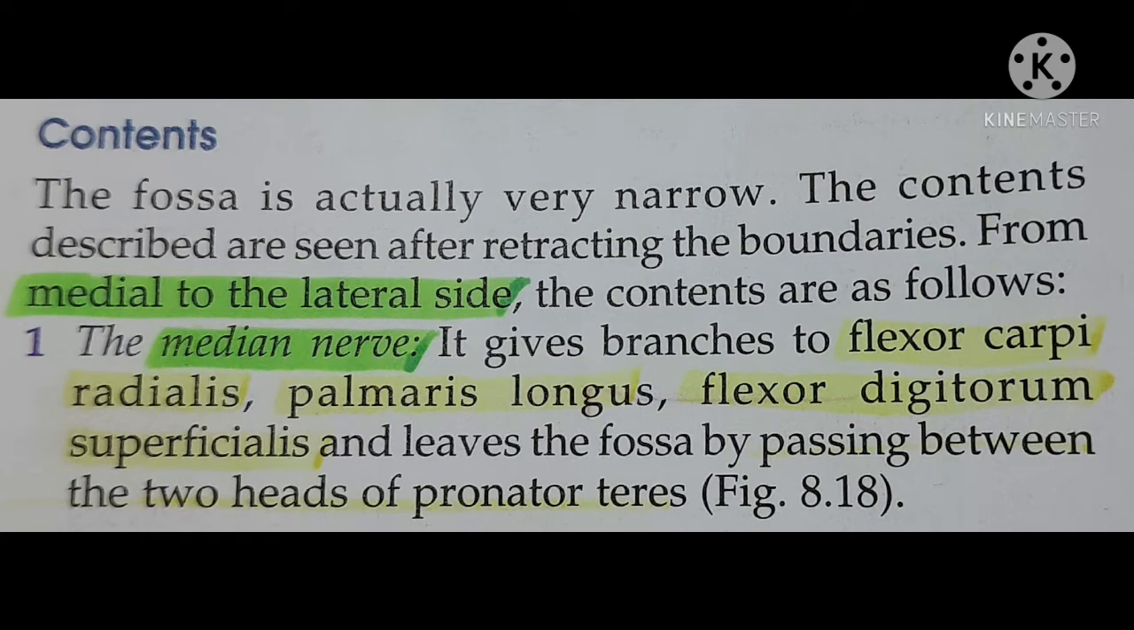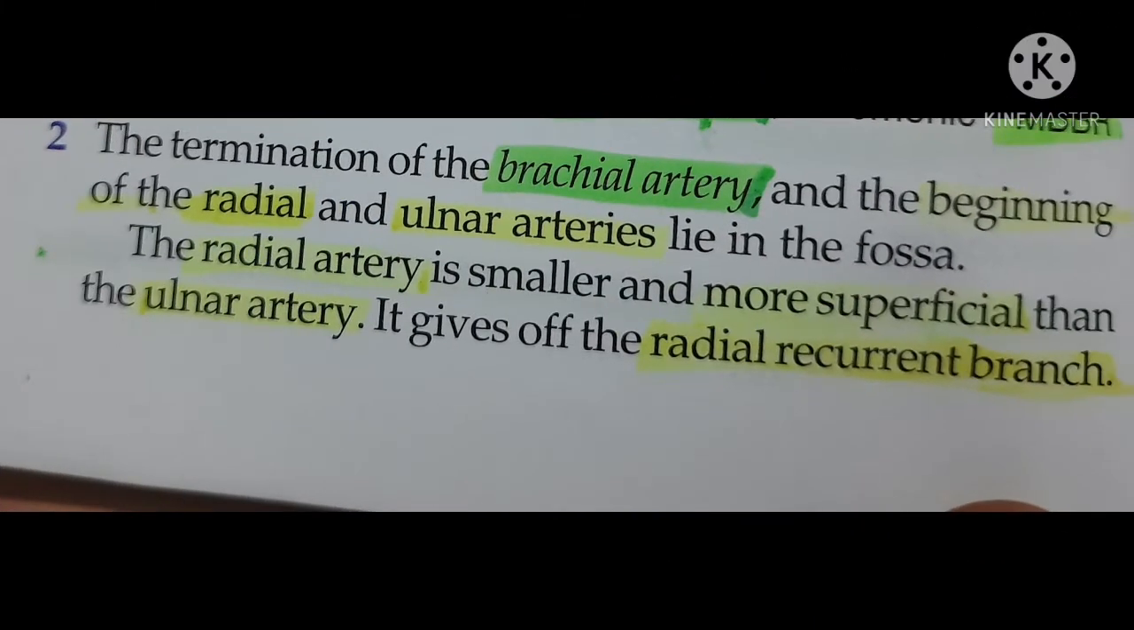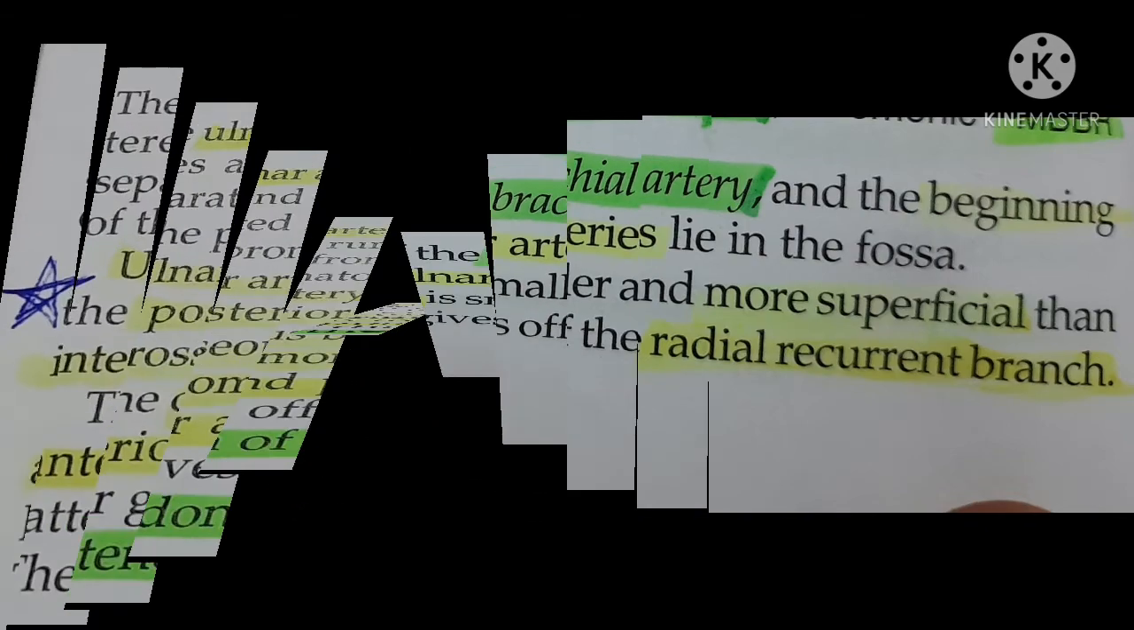First, the median nerve. It gives branches to the flexor carpi radialis, palmaris longus, flexor digitorum superficialis, and leaves the fossa by passing between the two heads of the pronator teres. The termination of the brachial artery and the beginning of the radial and ulnar arteries lie in the fossa. The radial artery is smaller and more superficial than the ulnar artery. It gives off the radial recurrent branch.